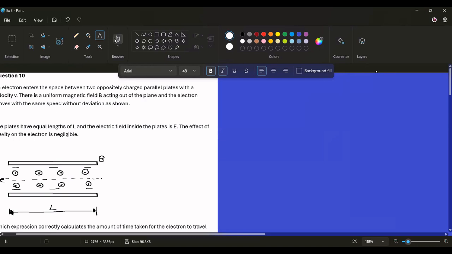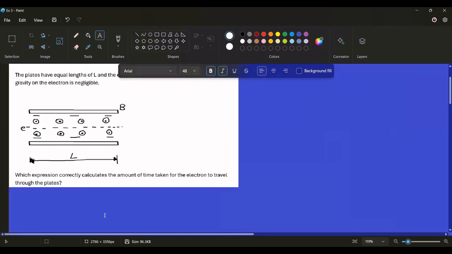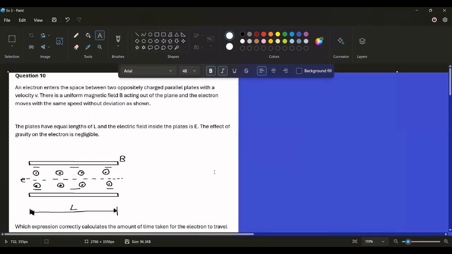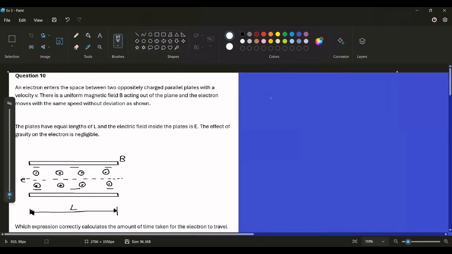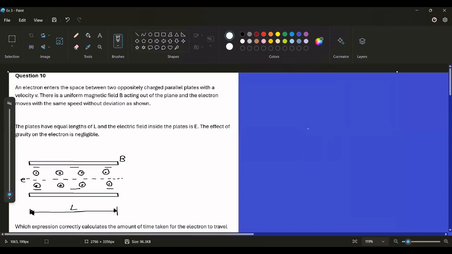I can't read the final part. Don't worry. Which expression correctly calculates the amount of time taken for the electron to travel through the plates? So what does the question want? Time, right? Which is quite scary apparently in the beginning, but we can think about these things and see how we can solve. So an electron enters space between two oppositely charged plates as shown here.